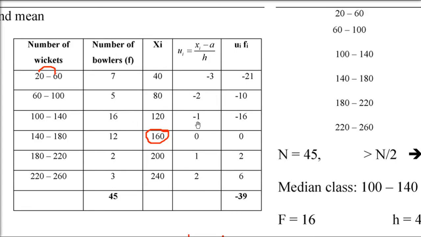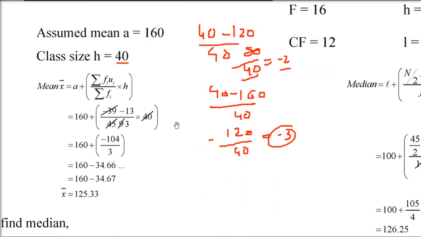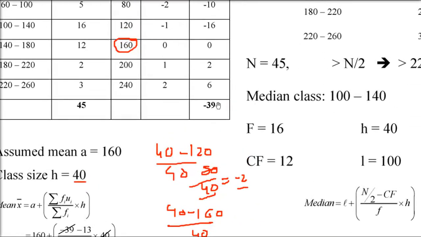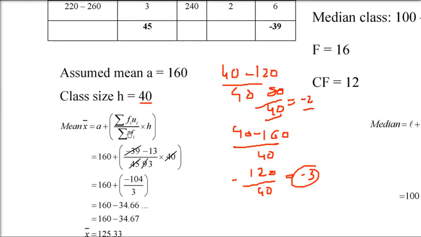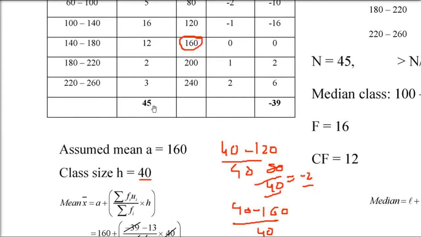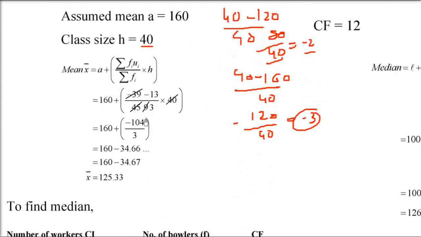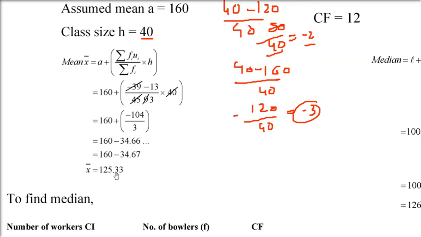7 into minus 3, minus 21. 5 into minus 2, minus 10. 16 into minus 1, minus 16. 12 into 0, 0. 2 into 1, 2. 3 into 2, 6. Now sigma f is 45. Sigma fi ui is minus 39. Now we have the formula. Mean is the assumed mean, which is 160, plus sigma fi ui, which is minus 39, divided by sigma fi, which is 45, multiplied by the class interval h. The mean will be 125.33.